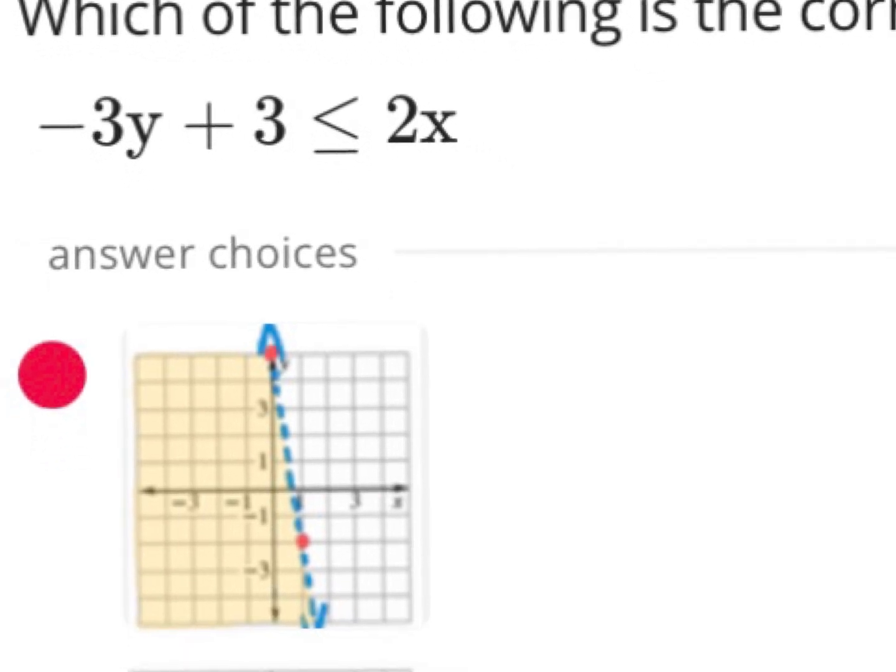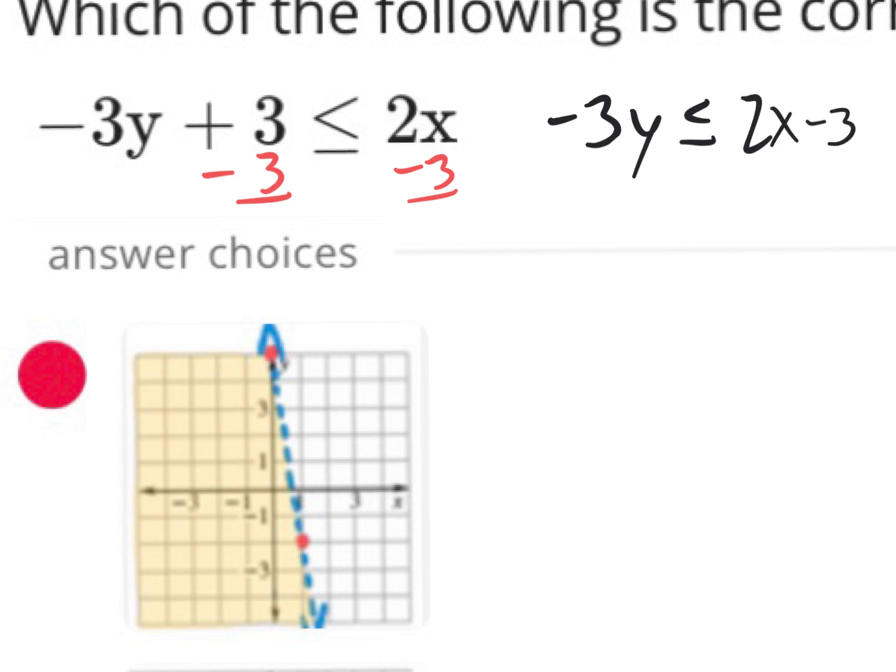You want to get y by itself, you're going to subtract 3, you're going to end up with negative 3y is less than or equal to, you can't subtract 2x take away 3, so you're just going to rewrite it, 2x take away 3. And now what we really want to do is get rid of that multiplication of negative 3 in front of the y. You want the slope-intercept form, you want y by itself. So divide by negative 3, divide by negative 3, divide by negative 3.